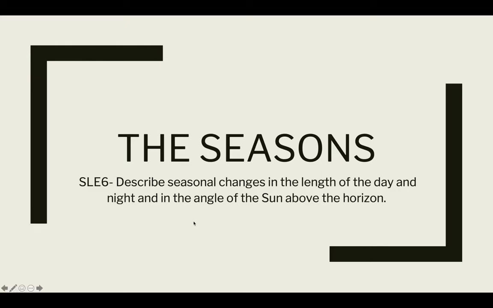So we are continuing on with seasons, describing seasonal changes in the length of the day, how the length of the day is changed in the seasons, and the length of the night changes depending upon the season. And today we're going on to the second part, which is the angle of the sun above the horizon, how that helps describe the seasonal changes.